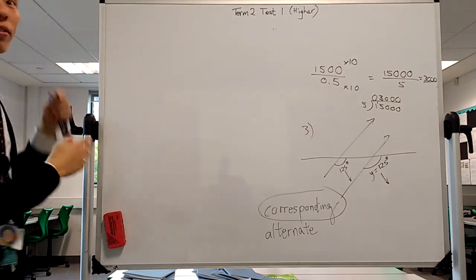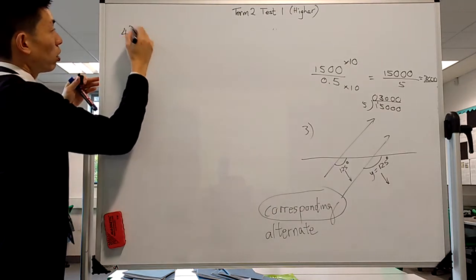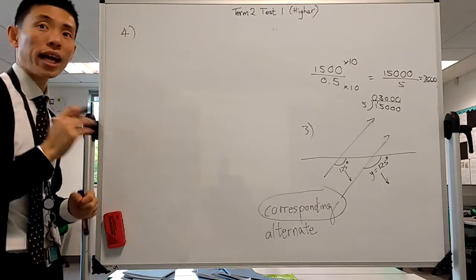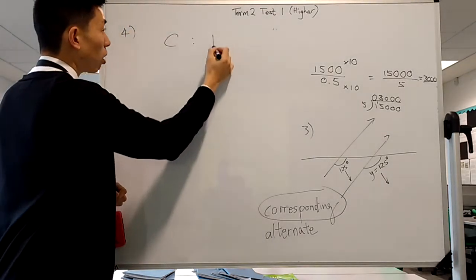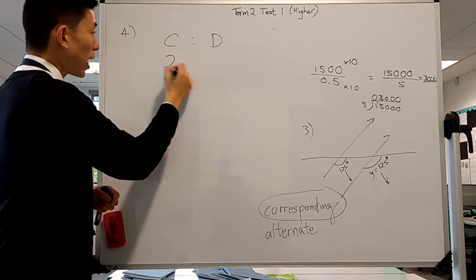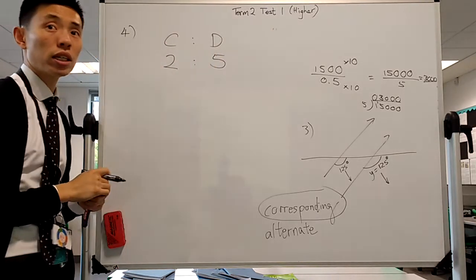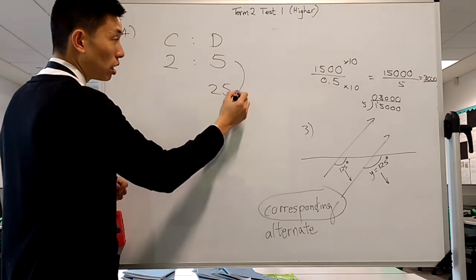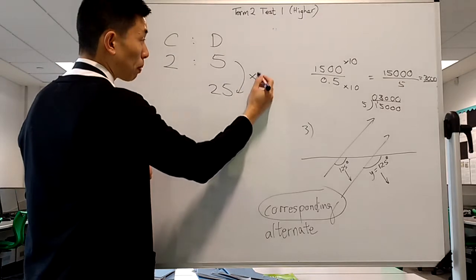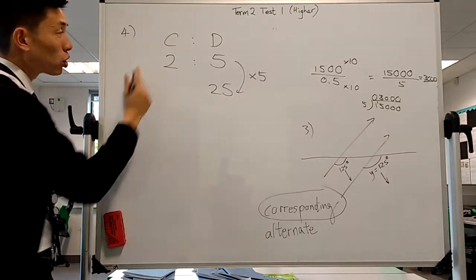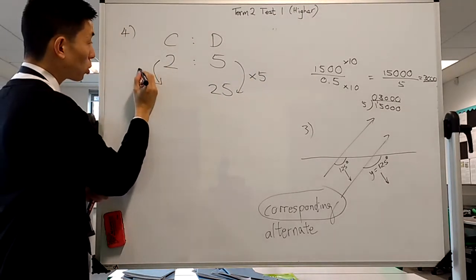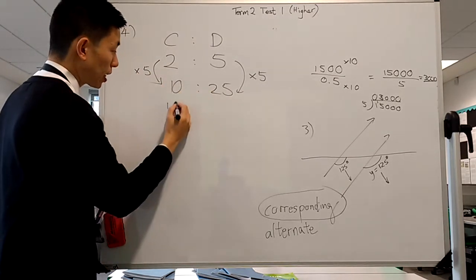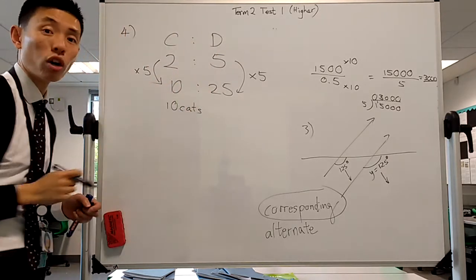Now on to number 4. We are told in this ratio problem, slightly different to term 1, that the cats to dogs ratio is every 2 cats there are 5 dogs. And we are given that there are 25 dogs. That means it's been multiplied by 5. So the cats must also be 5 times more, and so there are 10 cats. And that's the working out.